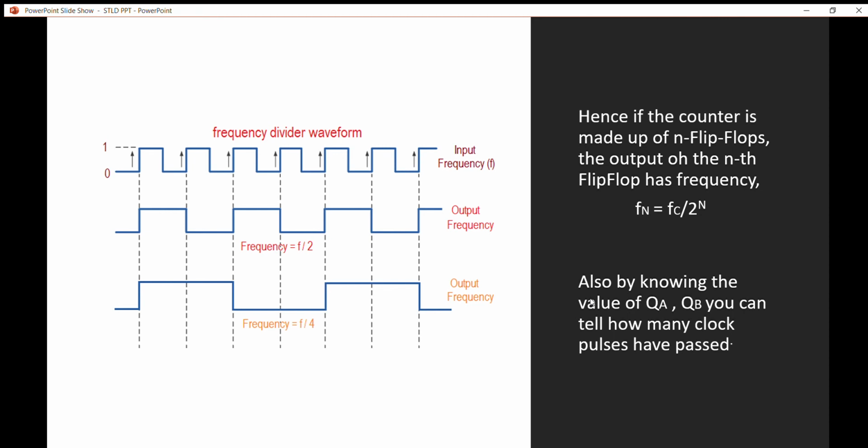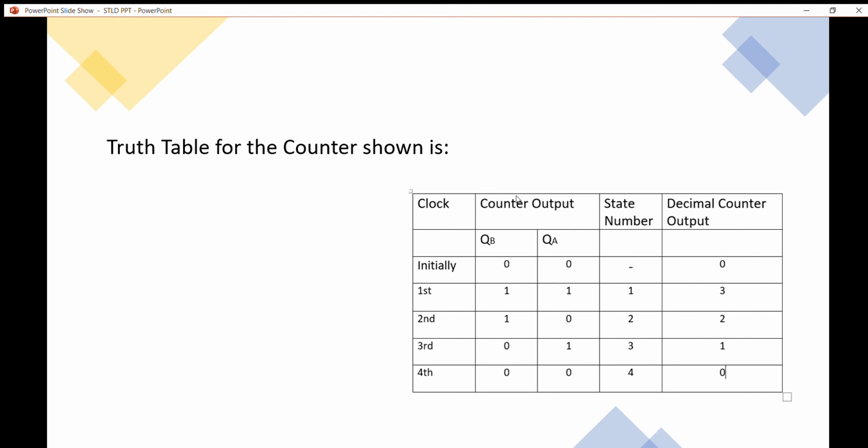Now, by knowing the value of QA and QB, we can easily determine the truth table for the counter that we have shown in the previous slides. The truth table is shown here. Initially, both QA and QB were set to 0, as we can verify from the waveform. When the first clock pulse arrived, the value of QA triggered from 0 to 1, and the value of QB also triggered from 0 to 1. It was the first state with the decimal equivalent of 3.